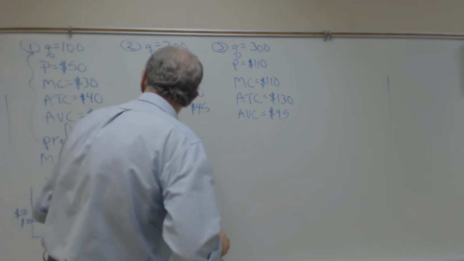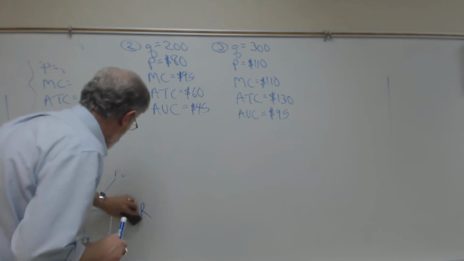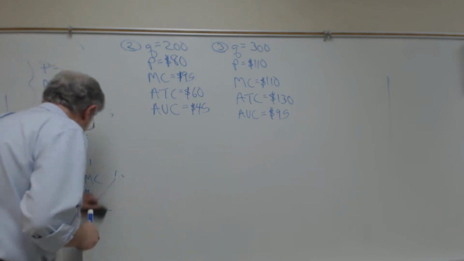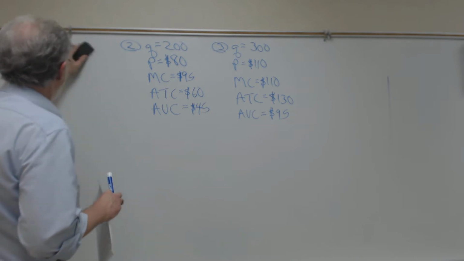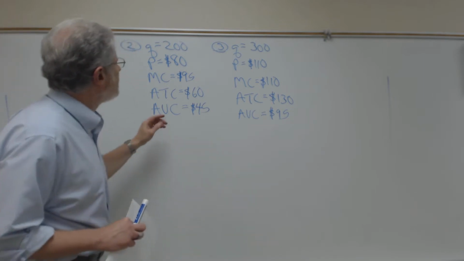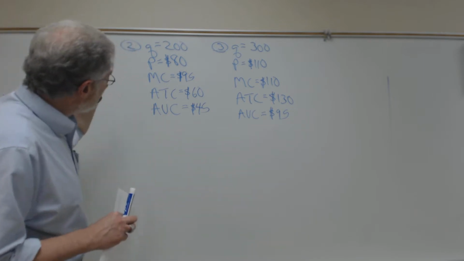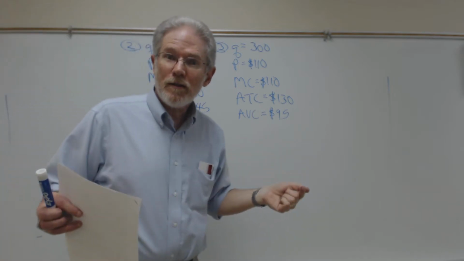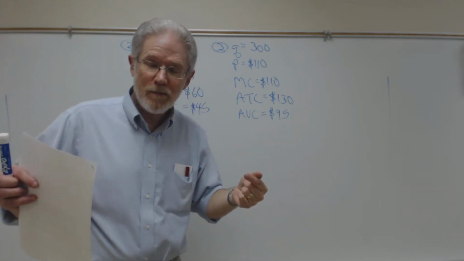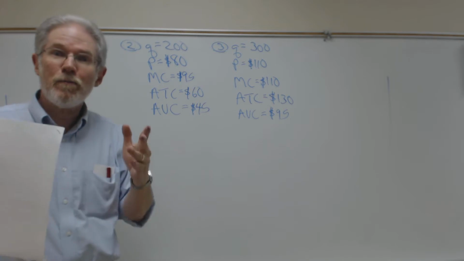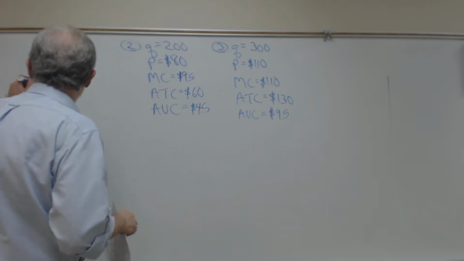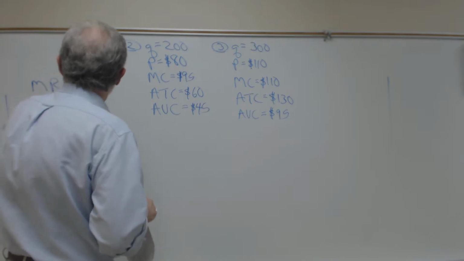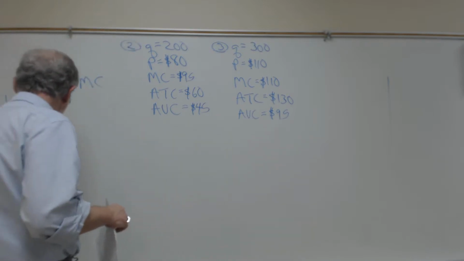Okay. Second problem, I'm going to follow exactly the same procedure. First thing we have to do is ask, is the firm producing at the best level of output? And by best, I mean the level of output that gives the firm maximum profit. Where does it get maximum profit? Where MR and MC are equal.